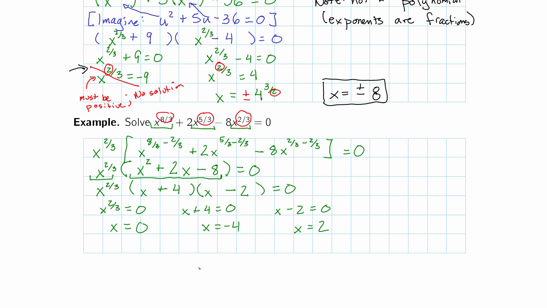Now before we say these are solutions, remember, if we have an exponent with an even denominator, then we have an even root in our function. We have to check for extraneous solutions. That didn't happen in this case. So all of these are solutions.